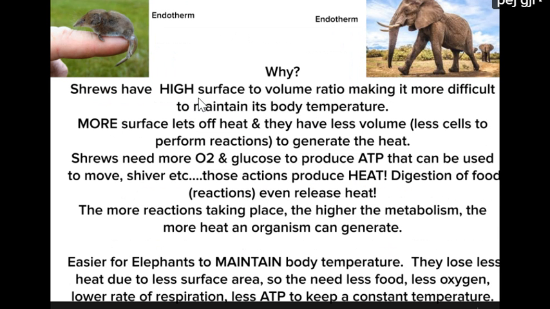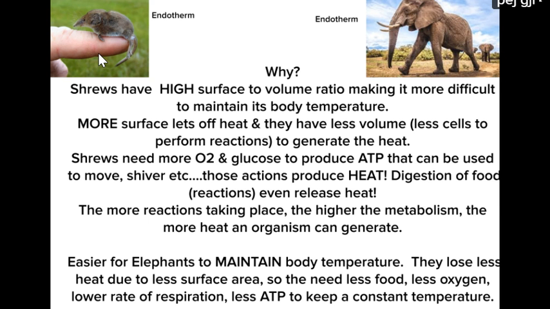Why? Because of something that we talked about before. Remember, smaller cells have a higher surface area to volume ratio. So this shrew has a lot of surface, but less volume. So it loses heat through the surface and it doesn't have a lot of volume to make more. So it's really hard for this shrew to maintain its body temperature. So it's got to burn more calories just to stay warm, okay?